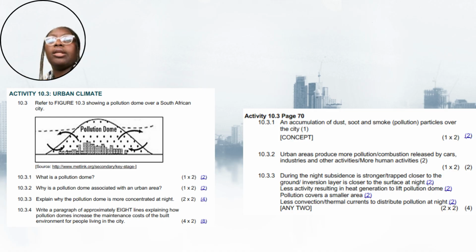There is a lot of fumes, more human activity, so there's just a lot more activity in general. And then it's concentrated at night, as we said earlier, because at night the cold air condenses and subsidence is very strong. It's trapped closer to the ground. Inversion air is closer to the surface at night. There's less activity at night, so that leads to less heat generation to lift up the pollution dome itself. The pollution covers a smaller area, and there's less convection of thermal currents to distribute that pollution at night. Okay, now we'll do the next question on the next slide.